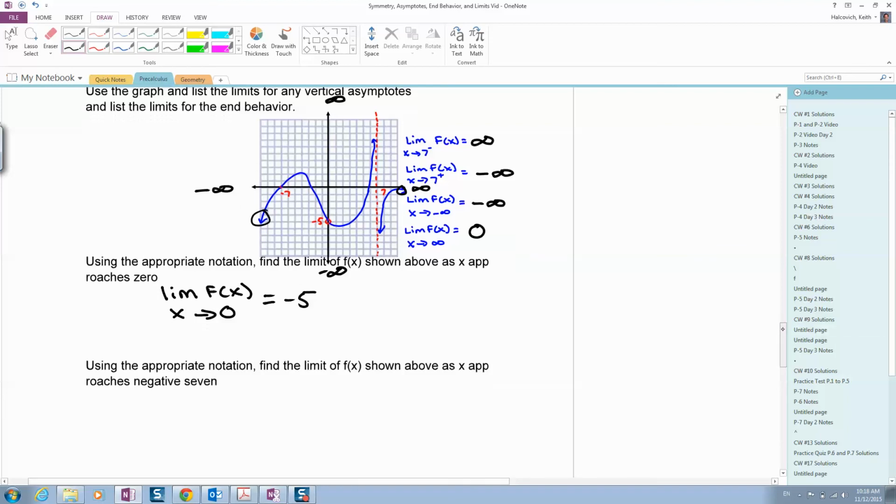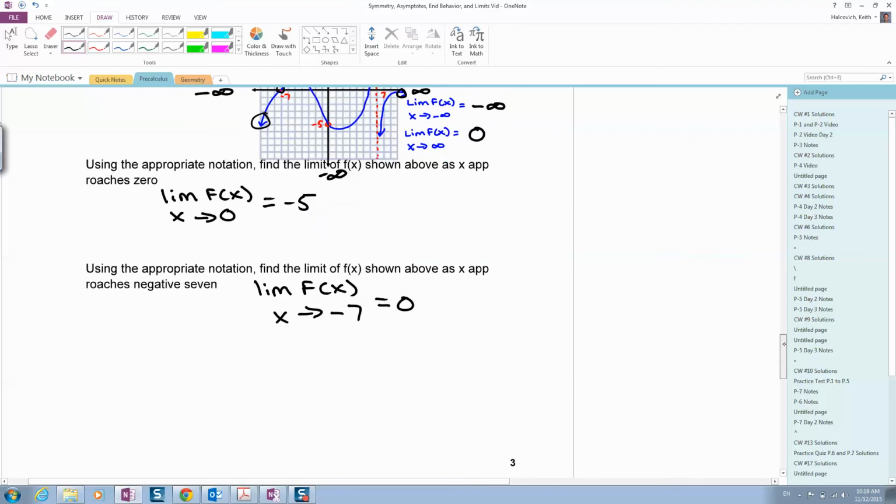So same thing here, limit of f of x as x approaches negative 7. Well, negative 7 is over here, and here's the y value. The y value is 0. So as it approaches negative 7, it is going to be 0. That is the limit. So remember, when you're finding the limit, you're finding what it's doing in respect to y, the y value.